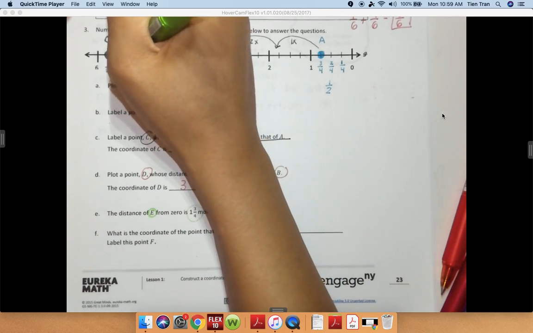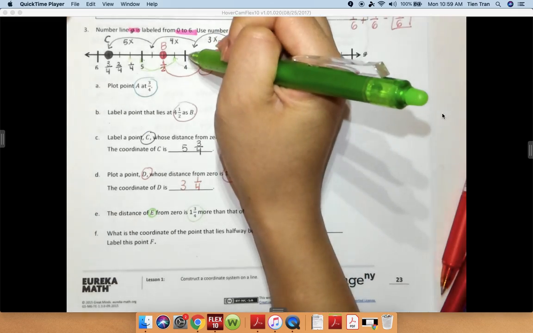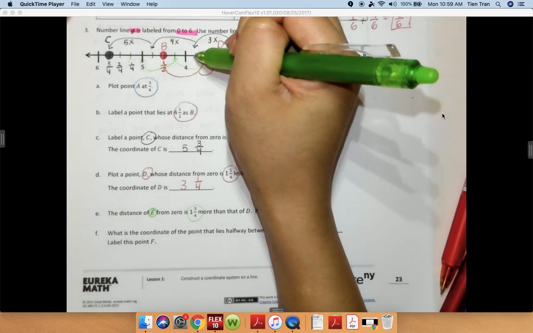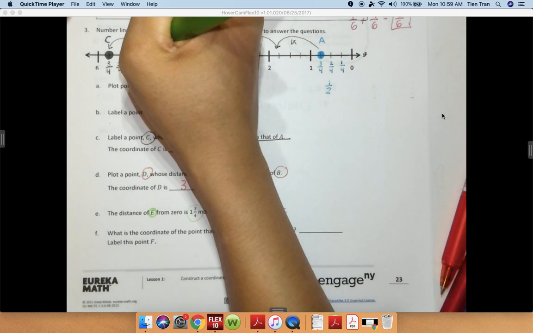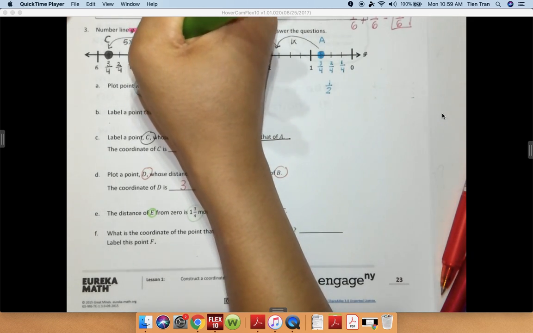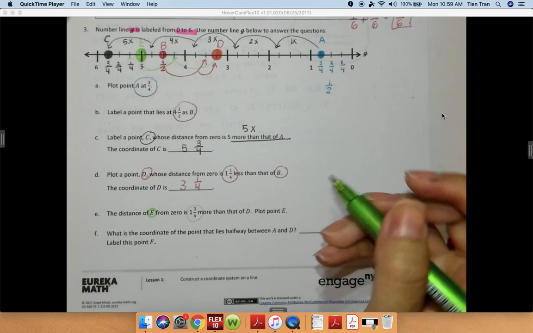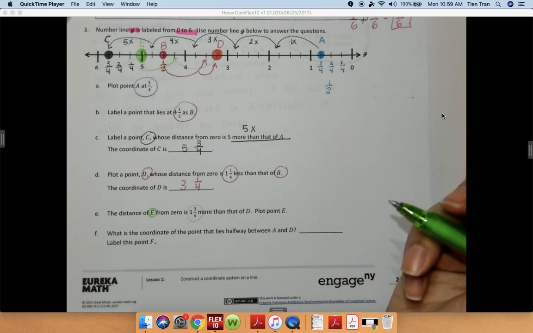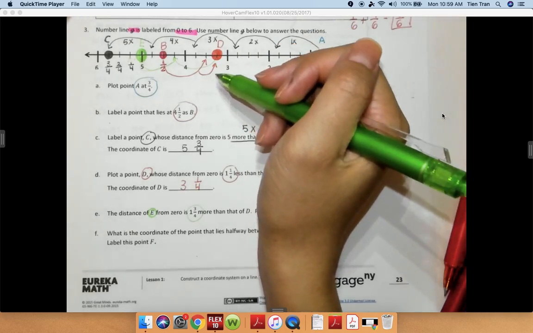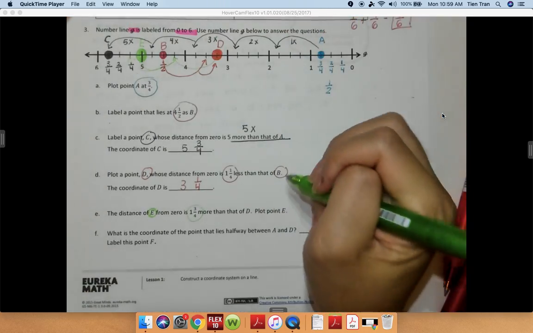Did I move over too much? Yeah. I forgot to count that one. So I have 1, 2, 3, 4, and then I move over 1, 2, 3. Okay, so it's this one right here. And that is my coordinate E. Oh, it doesn't ask me to write the coordinate? I guess not. But if I were to write it, I would be exactly at 5.